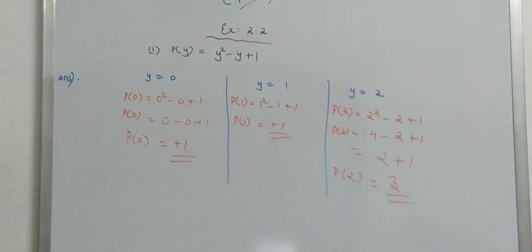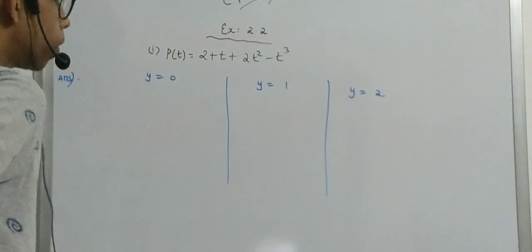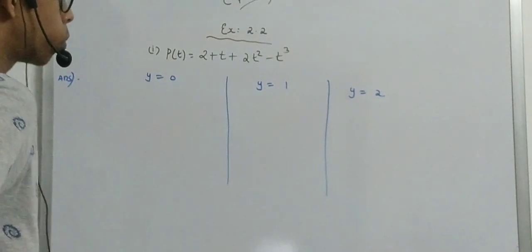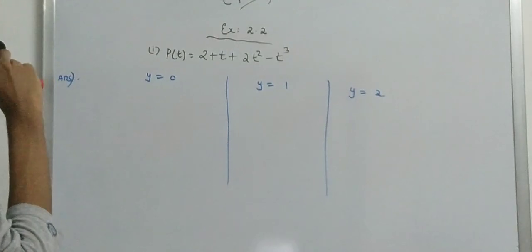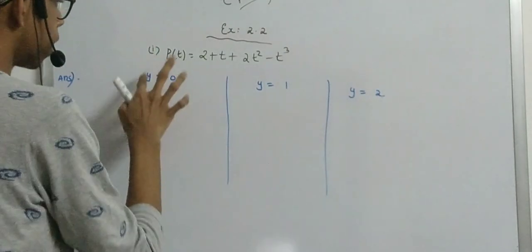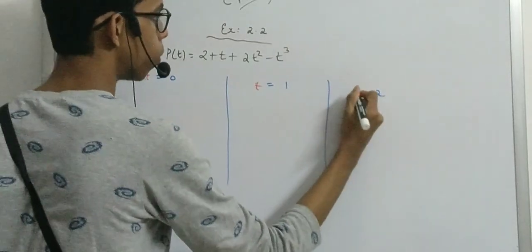Just substitute the value. So our next one is p of t is equal to 2 plus t plus 2t square minus t cube. Here also we have to just substitute at t equals 0, t equal 1 and t equal 2.